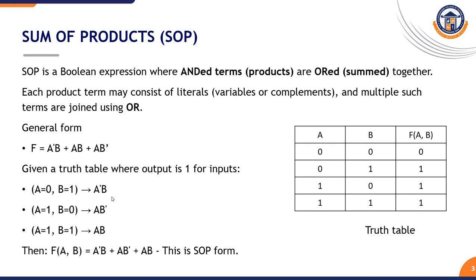Similarly for the other terms, we have the different product terms A dash B, A B dash and A B, and these product terms are grouped together to give the function F, that is A dash B plus A B plus A B dash. This is the SOP form.